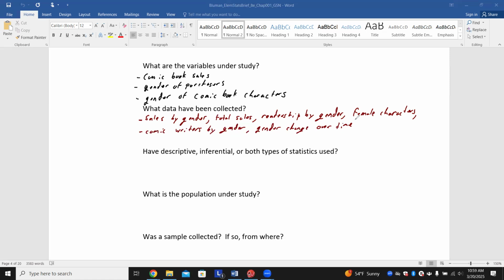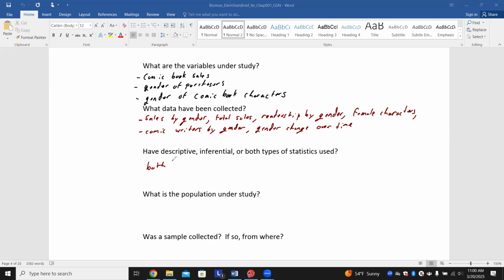So have descriptive, inferential, or both types of statistics been used? Yes, both. We saw how many actually purchased it, and then we are now assuming it's rising because there are more female comic book characters. So the more comic book characters, the more rise in female readers. So there's the actual data. We see that 53% of females are buying books versus 40. That's actual data versus now we're inferring, well, we think it's because of this. So both are being used.